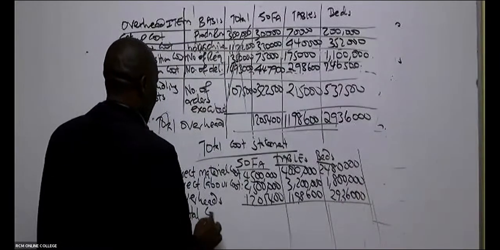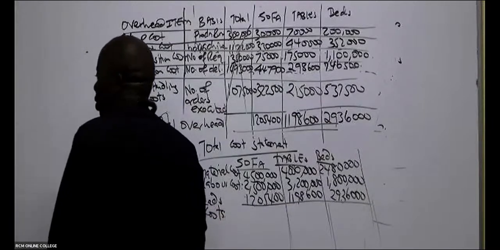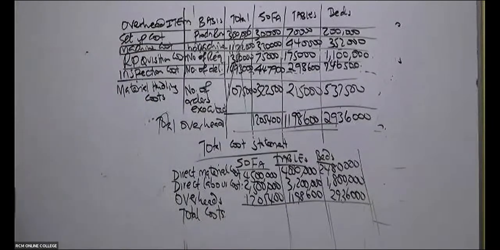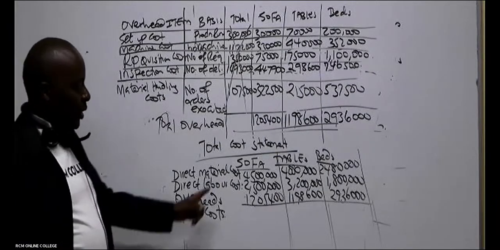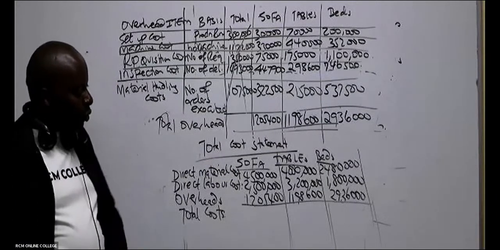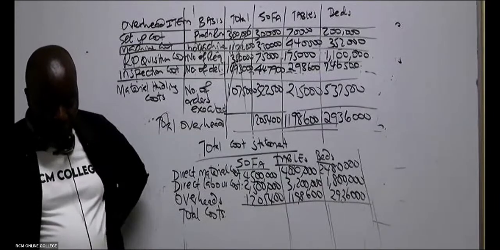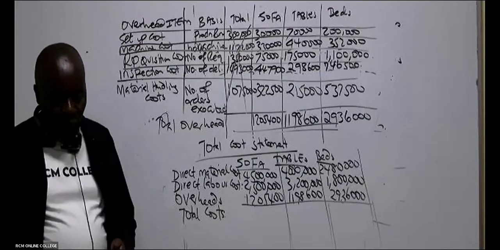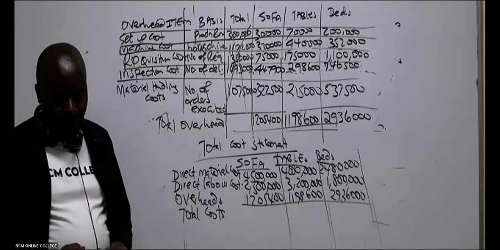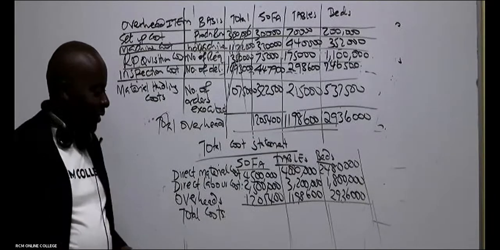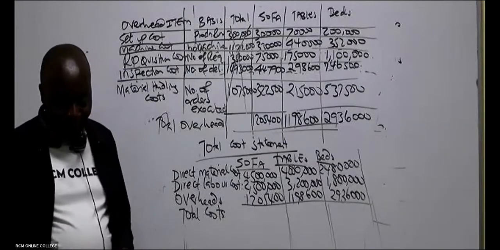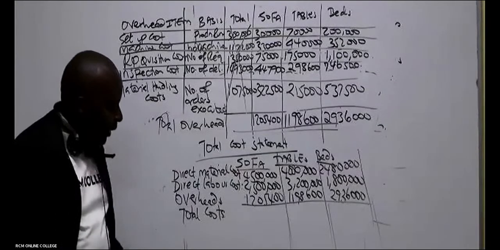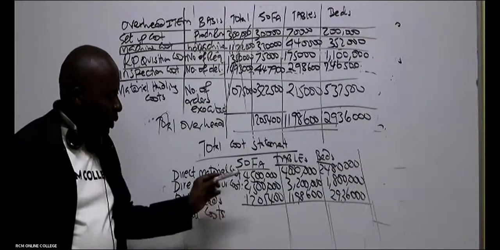Total costs. So total cost, what do we have? Total cost. So you add in this case here for sofa. I'm waiting to hear from you. Felicitas is saying 1.8 million, but the first one is 4.5 million.